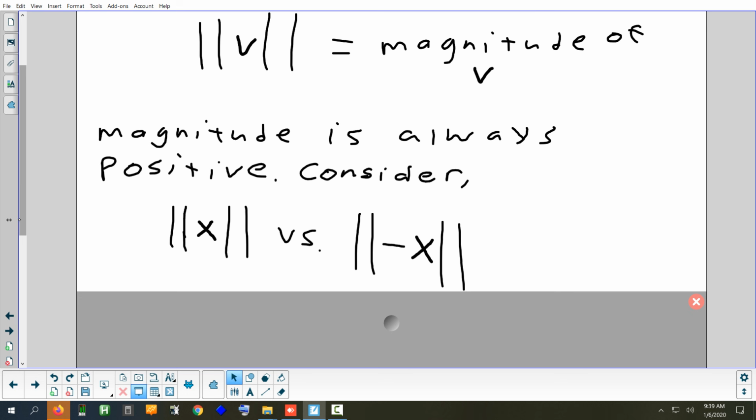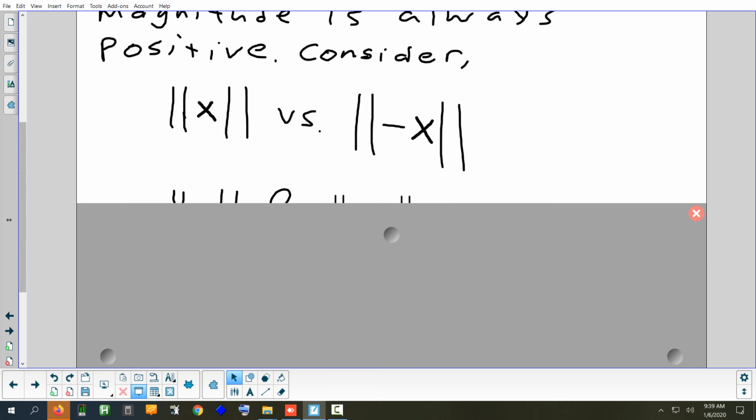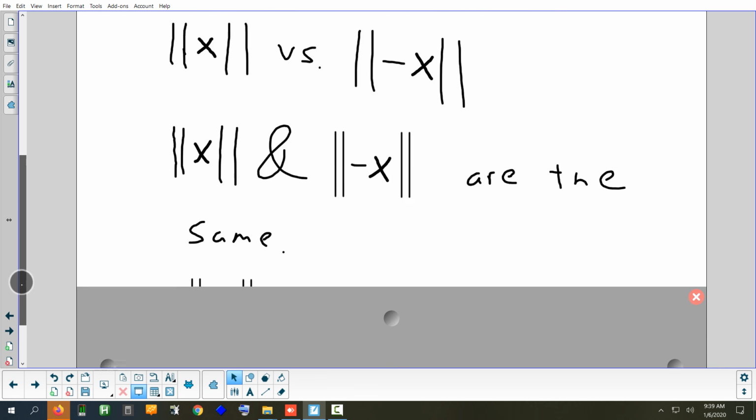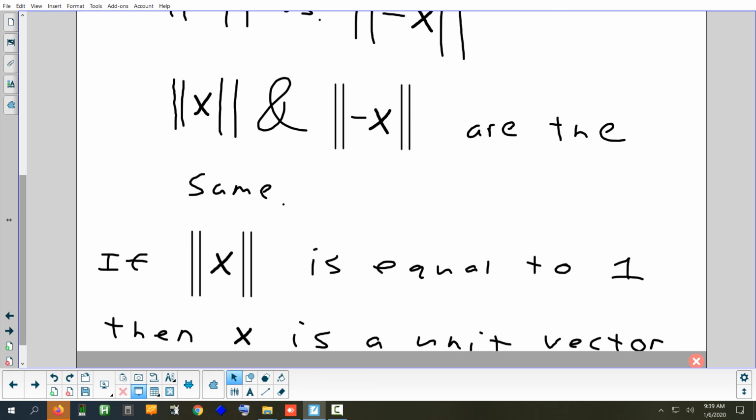Nothing. Those magnitudes are exactly the same. What is different is the direction they point. But that's like measuring the distance from here to the door, or standing at the door and measuring to here. It's the same distance. It's just one's one way and one's the other. So the magnitude of x and the magnitude of negative x are exactly the same. No difference.